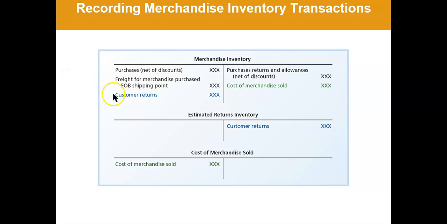Now, if it was FOB destination, remember that means the seller owns it all the way to the destination point. The seller would be responsible for any freight charges. The seller would be responsible for insurance. And if the seller needed to do a physical count or update their inventory, they would have to count it even though it's not on their property because they still own it. Okay, so that's FOB shipping point, FOB destination. Now I'm going to move on to a different slide.